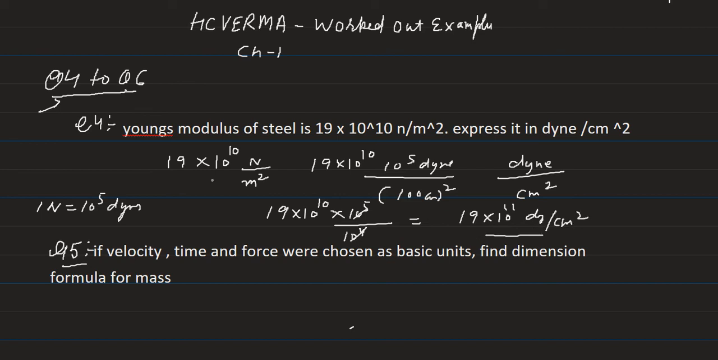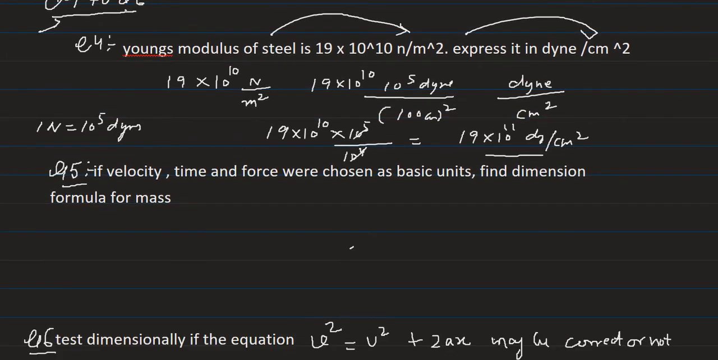So this is the conversion of this Young's modulus of steel from this system of unit to dyne per centimeter square. So now let's come to the problem number 5 there. In the problem number 5 we have: if velocity, time and force were chosen as the basic units, like as you all know that basic units means fundamental units, we know force, mass, length, time, these are the fundamental or the basic units. But in this problem we have selected velocity, time and force as our fundamental or basic units. So if these are the basic units then we have to express the dimension formula for mass.